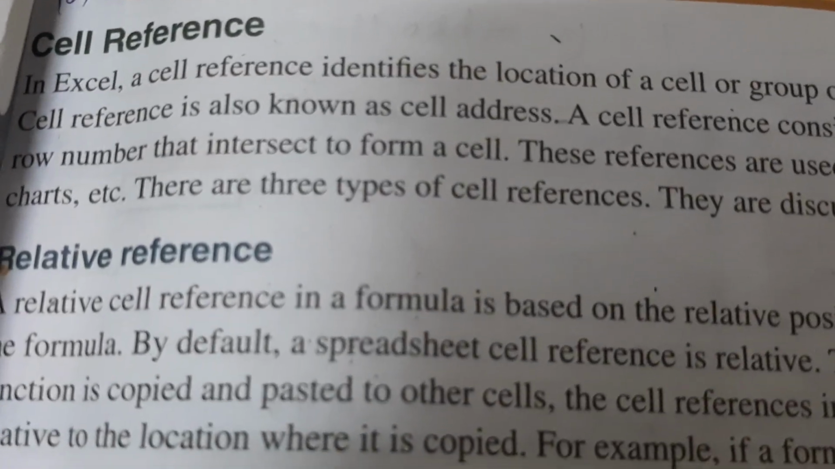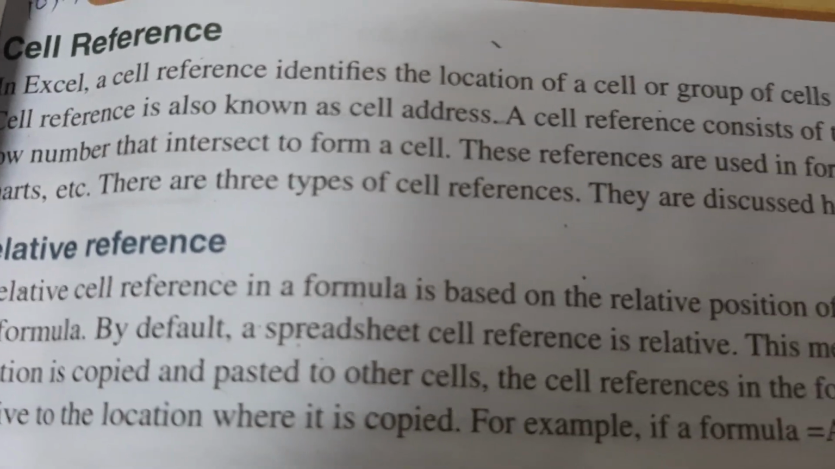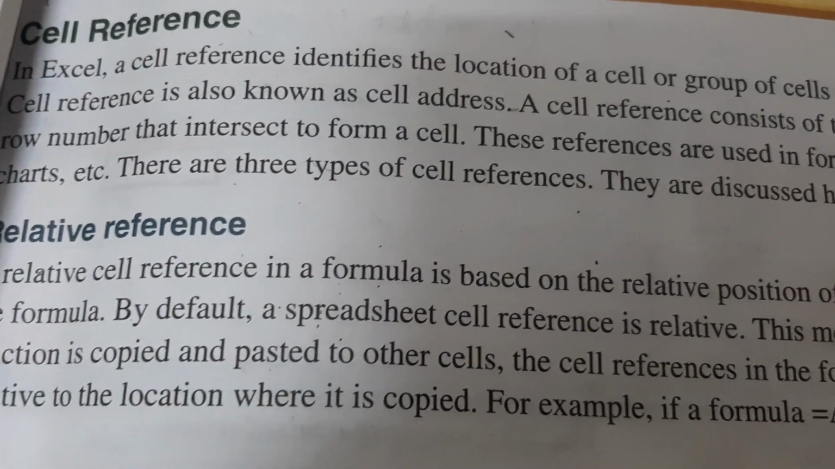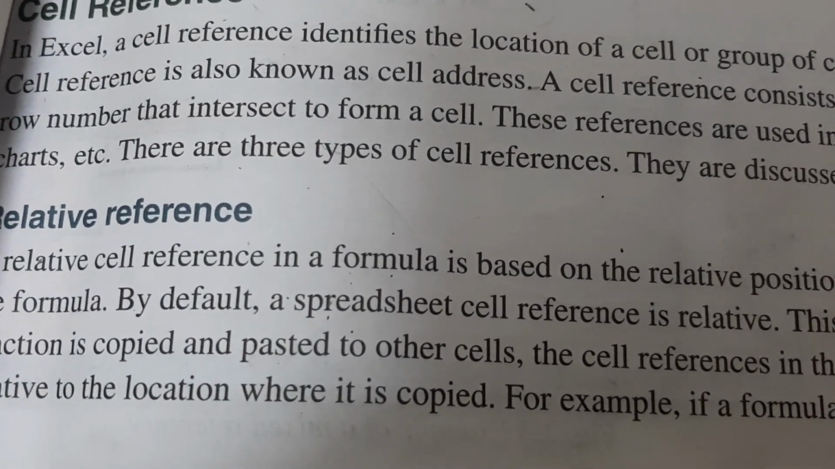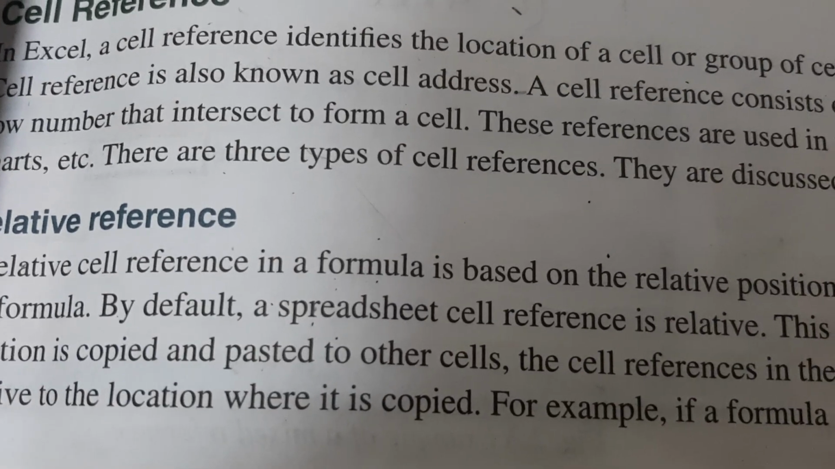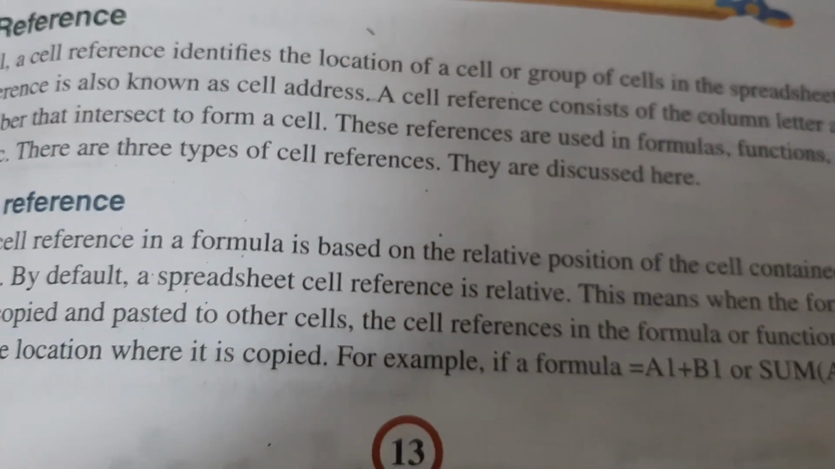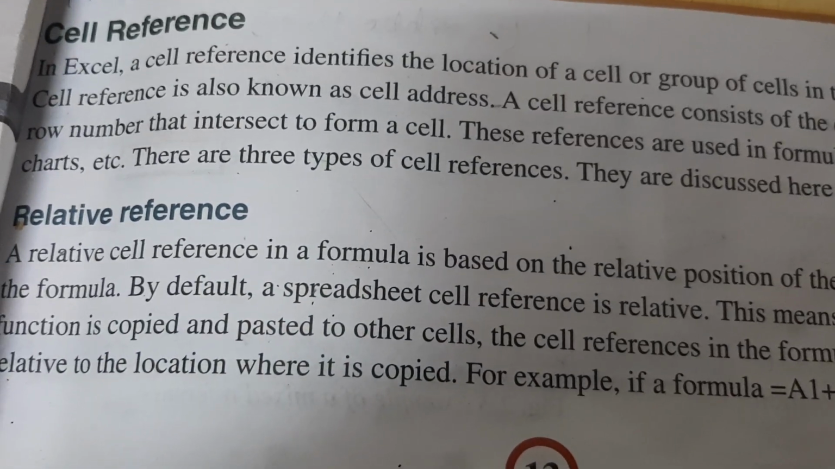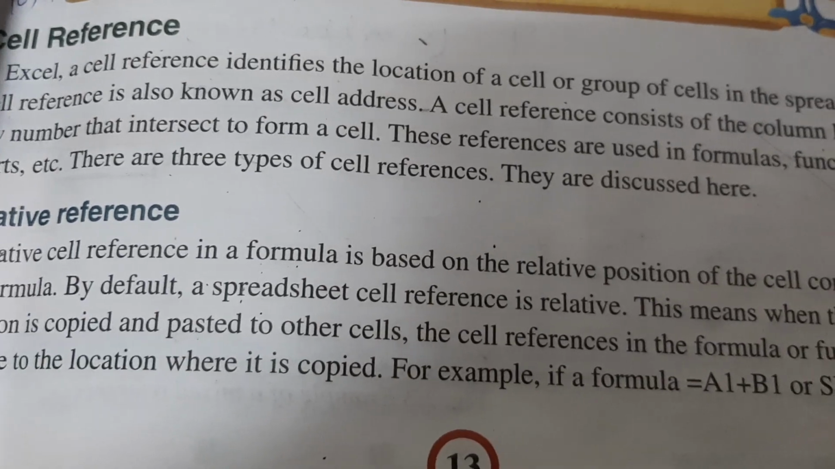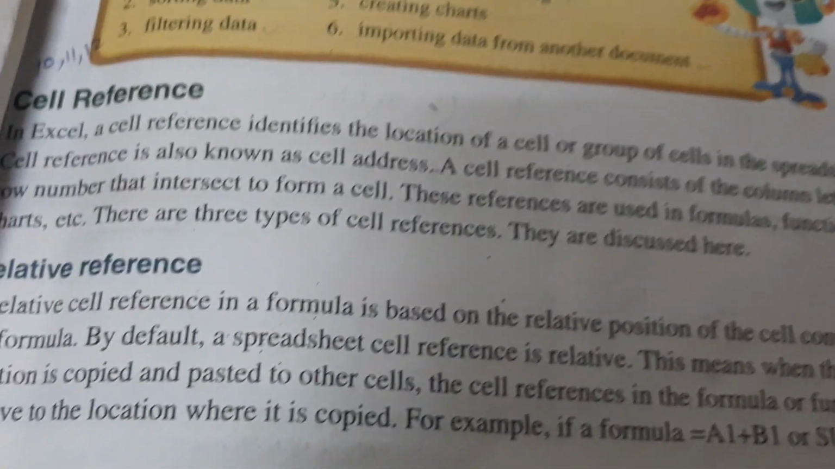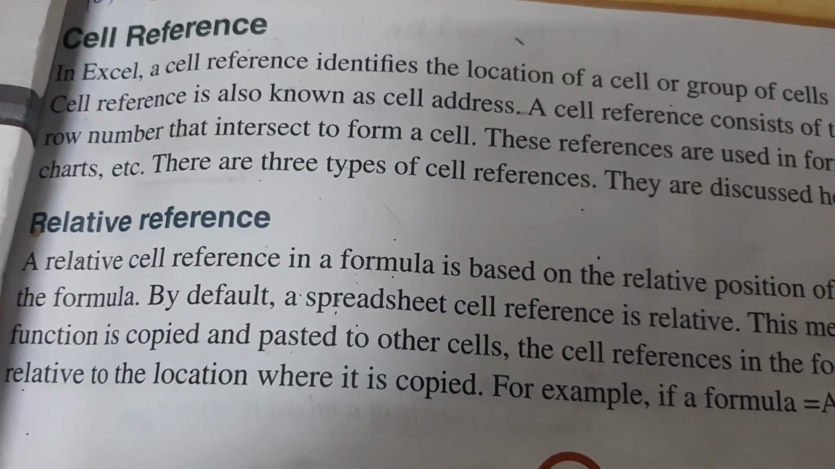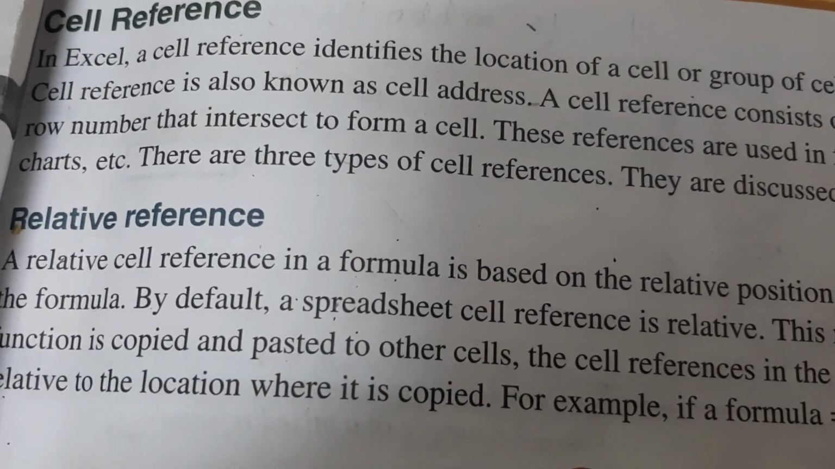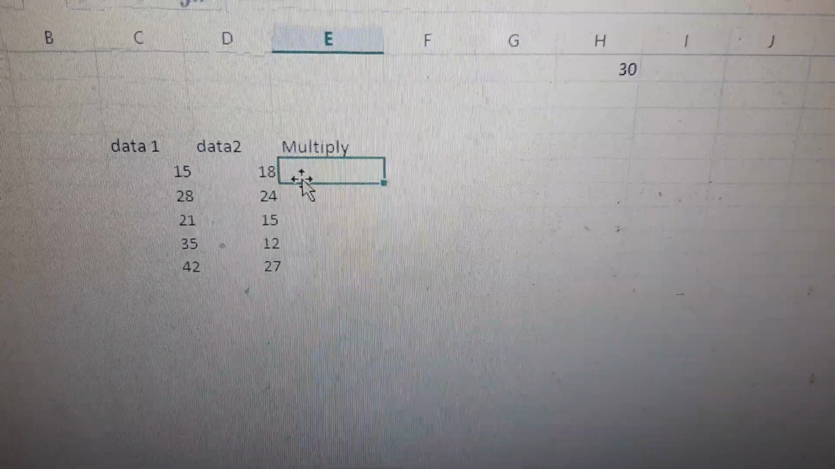A relative cell reference in a formula is based on the relative position of the cell contained in the formula. By default, a spreadsheet cell reference is relative. This means when the formula or function is copied and pasted to another cell, the cell reference in the formula or function changes relative to the location where it is copied. Now we will see on this computer screen.